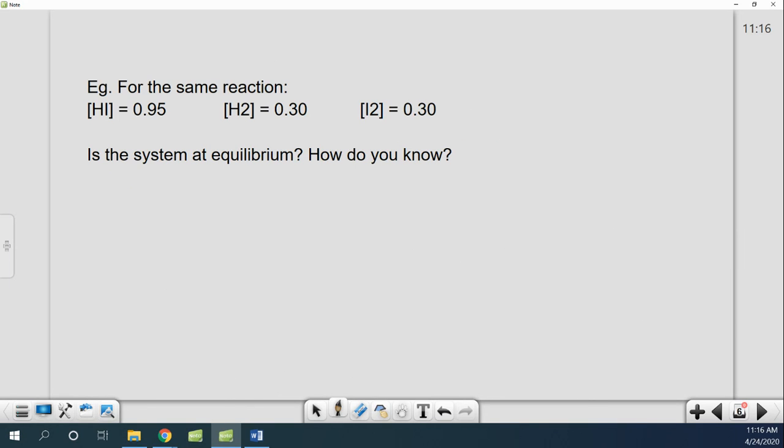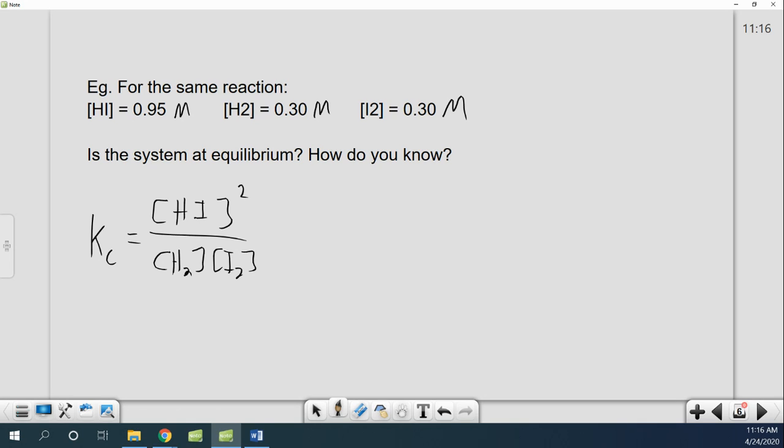All right, so here's the same reaction. So we're going to use the same equilibrium expression. HI squared over H2 times I2. All right, so same reaction. They're giving us all of the chemicals. HI is 0.95. Oh, these should all be concentrations.